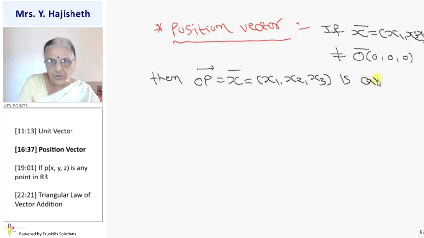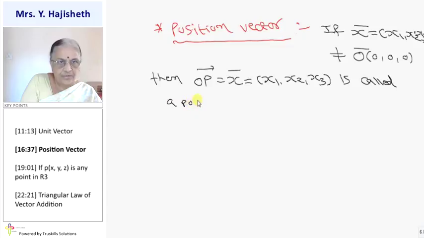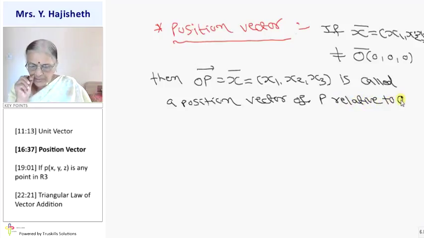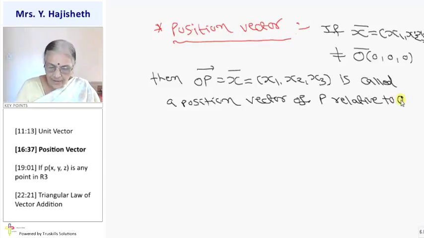OP is called a position vector of point P relative to O. Position vector of P relative to O. With respect to O, its position can be determined. Okay. And its position is called the position vector of P.